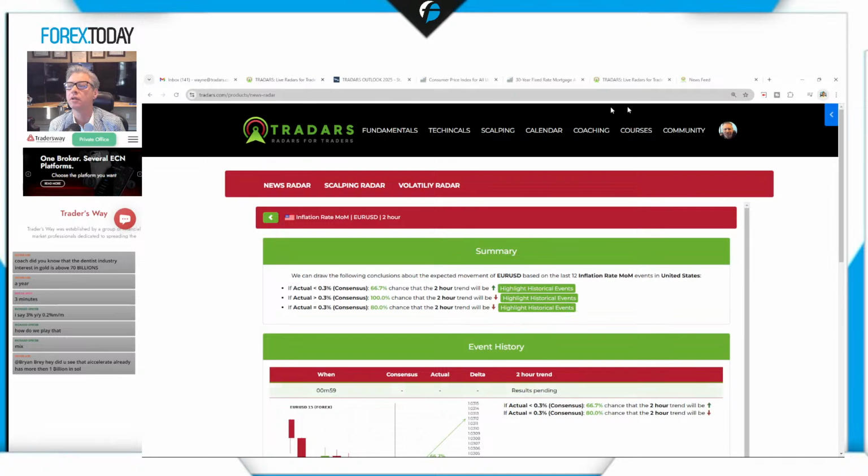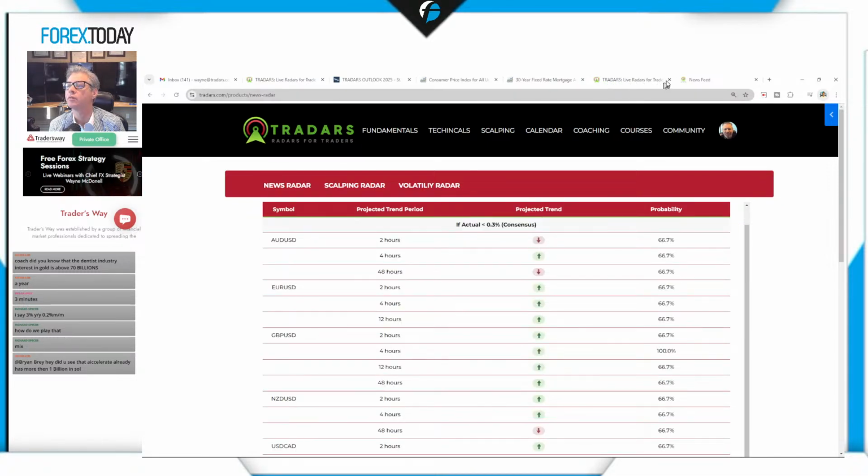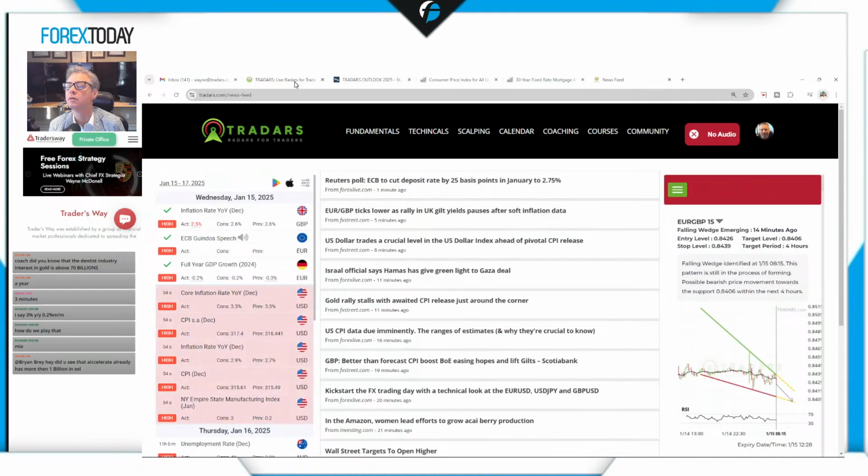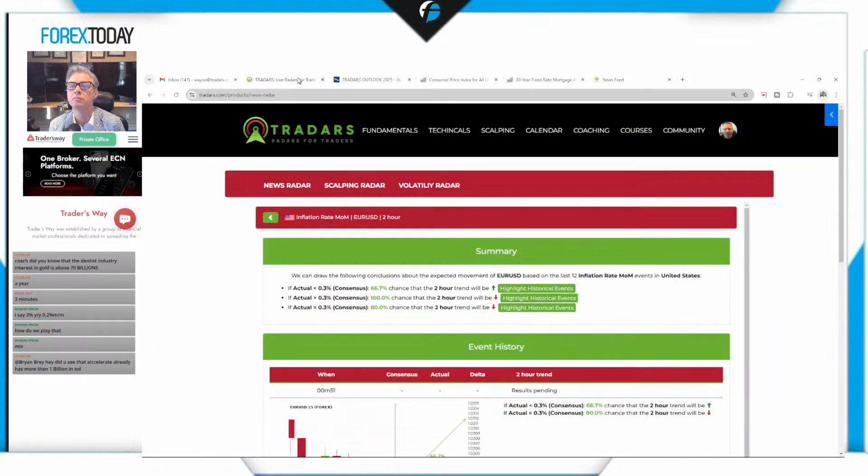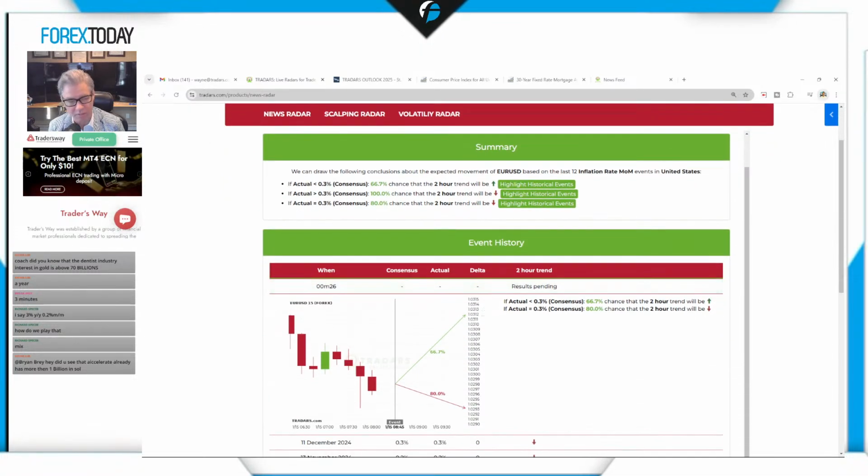Where are we here? Yeah, we're here. So what is this? Yeah, we don't need that. Cool. So if actual is less than, 66% chance of up. If actual is greater than, 100% chance of down, meaning in the past, that's what it's done. If it comes out as expected, 80% chance the 2-hour trend will be down based on past performance. Now, it doesn't predict future results, but we have the stats.